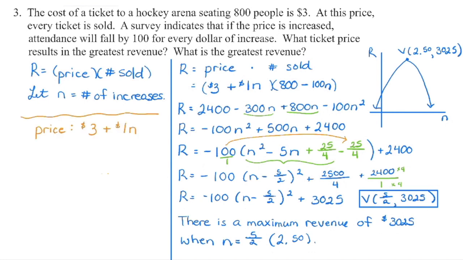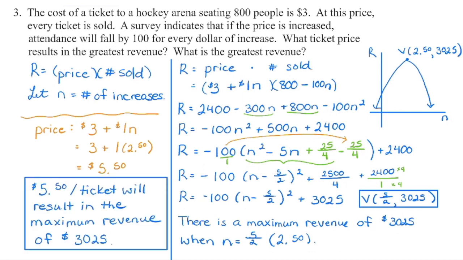So currently, our ticket price is $3. We're going to add one increase of $2.50 to that to generate the ticket price that will result in that maximum revenue. So the ticket price is $5.50 per ticket, and that will allow us to maximize our revenue. If the question wanted to know how many tickets can you sell when you maximize the revenue, then you would take that value of n, $2.50, and you would substitute it into the number sold bracket.